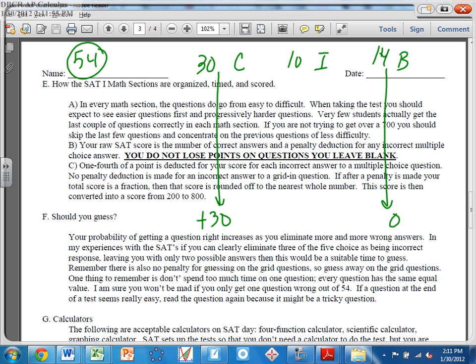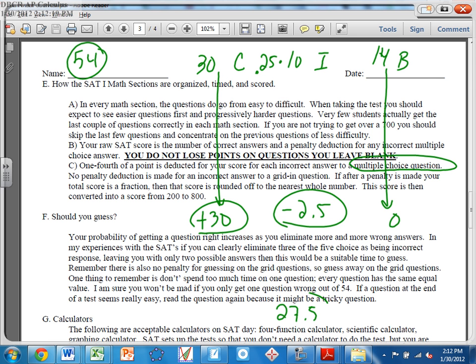Every multiple choice question loses a quarter of a credit. So for 10 problems times a quarter of a credit per problem, here we're looking at 2.5 points. So this person would not get a 30 raw score, but they would get a 30 minus the 2.5. And that would give them a net score of 27.5. Again, that's your raw score. In a minute, we'll see how that correlates to a score out of 800.